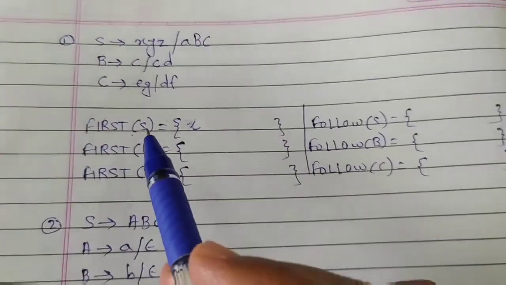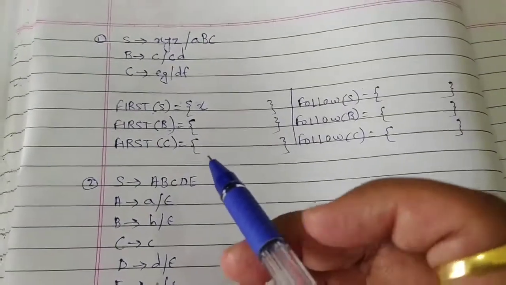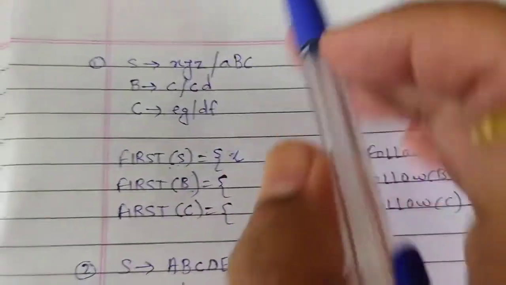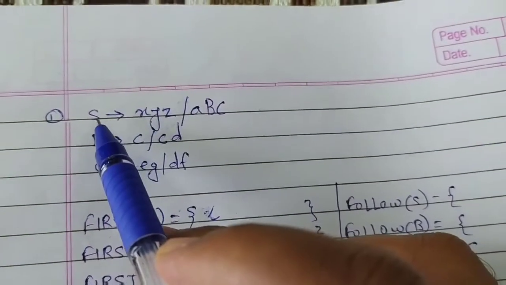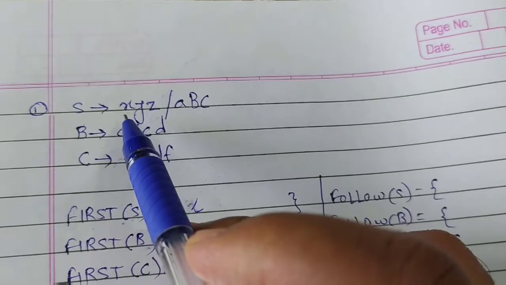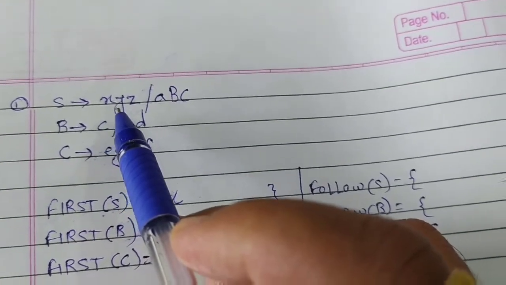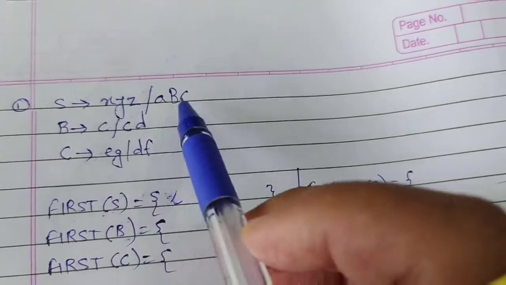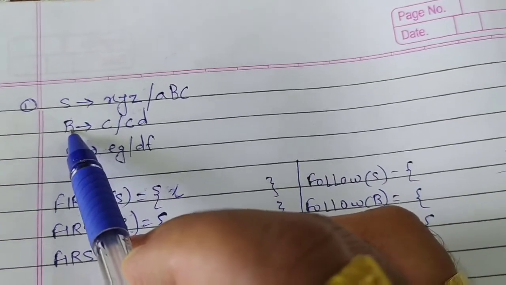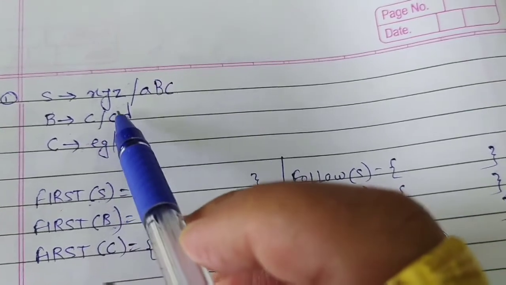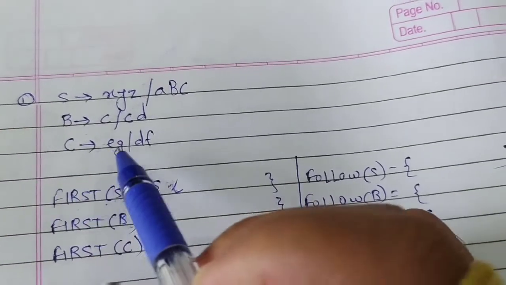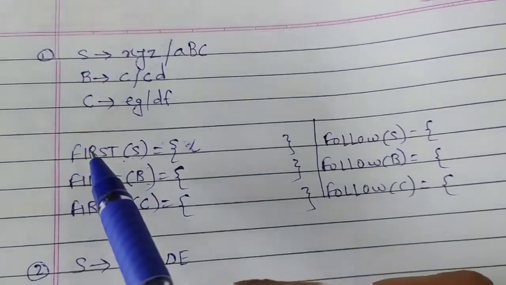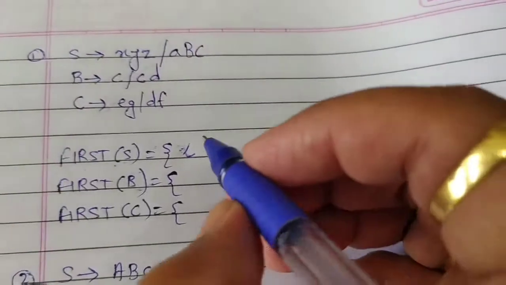We will find out first, then we will find out follow. So as the name indicates, first means when we expand any non-terminal, by what terminal it gets started. For example, when we expand S, it starts with a small x or small a. When we expand B, it starts with small c, here also small c. When we expand C, it starts with small e or small d. So first of S is x.